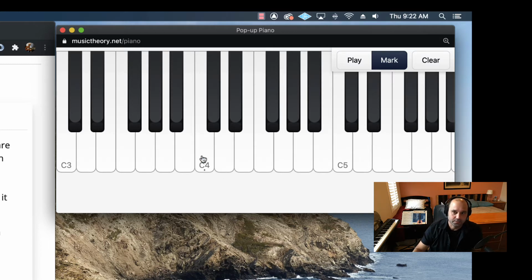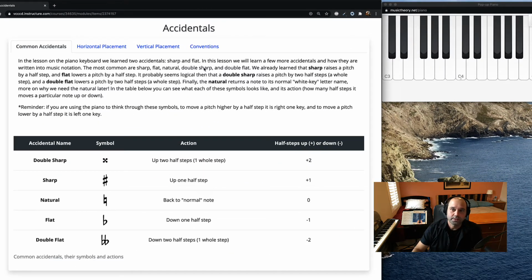And same concept for double flats. Double flat is down two. All right, so one, two. So C double flat is here. Now you don't see double sharps and double flats very often, but they're useful and they're definitely an important part of the system. So that's how they work, right? Either raising a half step or raising two, or lowering a half step and lowering two.